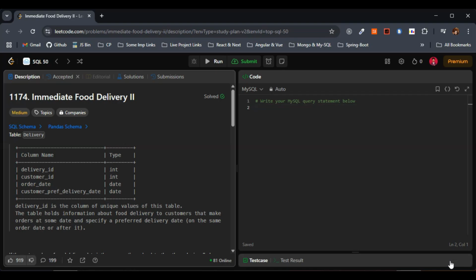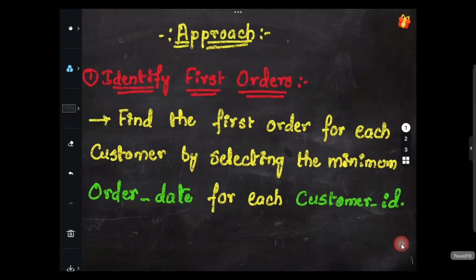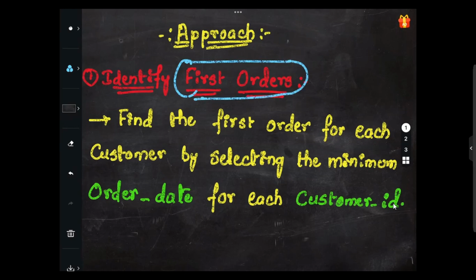Then let's write the query. First, let's discuss the approach step by step. The first step here is we have to identify the first order. When I say identify the first order, we have to find the first order for each customer, right?